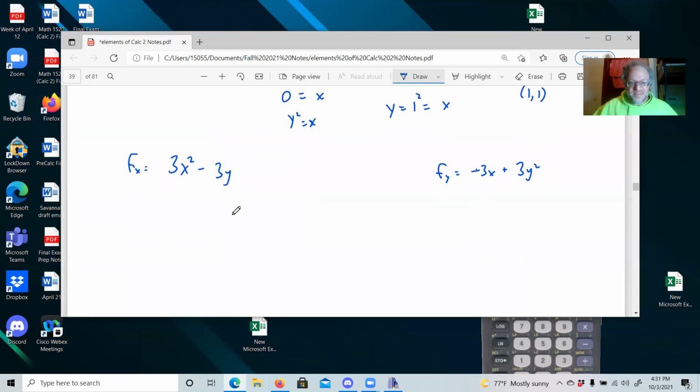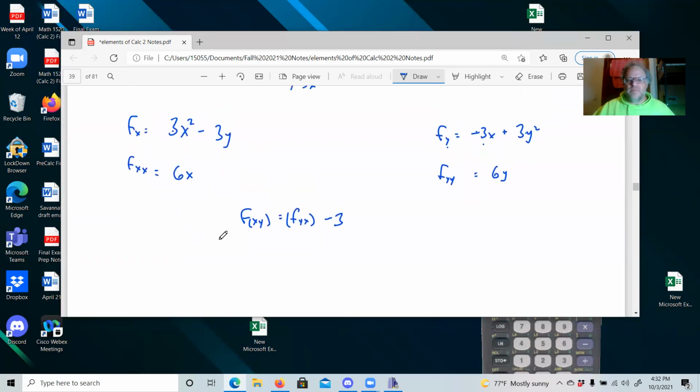Let's take our second derivatives. So here is f_xx. Take this derivative again with respect to x, we get 2 times 3, we get 6x. f_yy, we get 6y. What about my f_xy? We're going to take this value and ask what is this derivative with respect to x? Negative 3. Okay, so we have that sorted out.